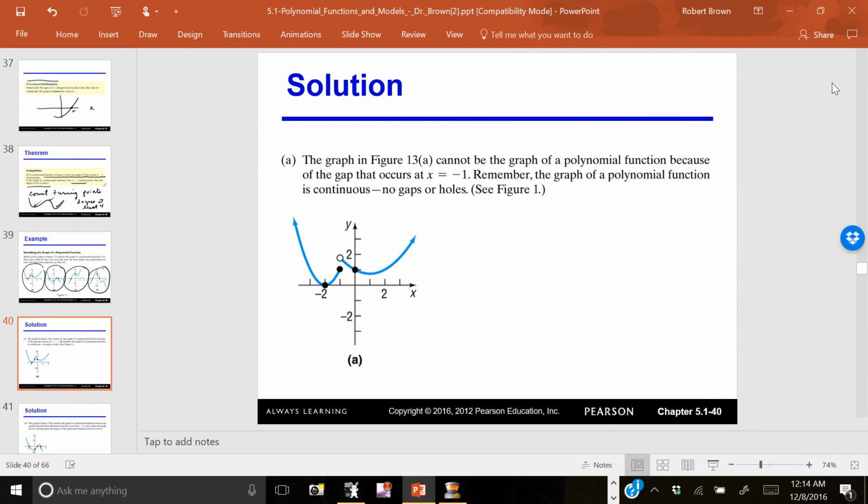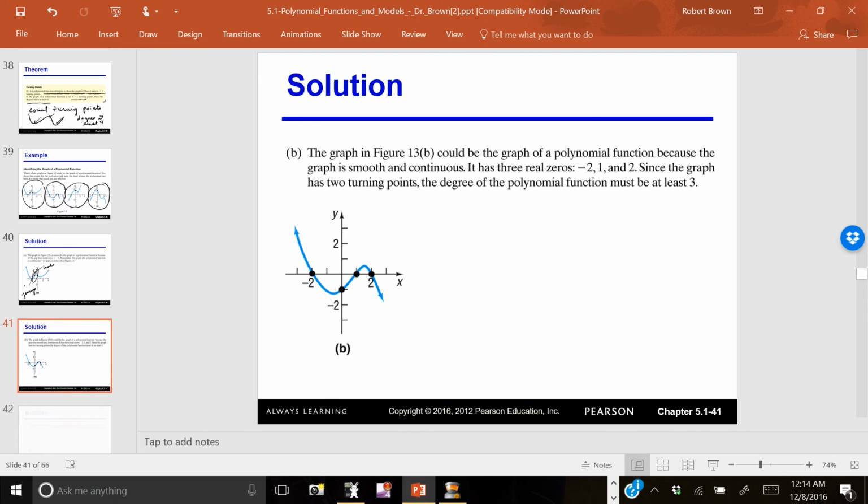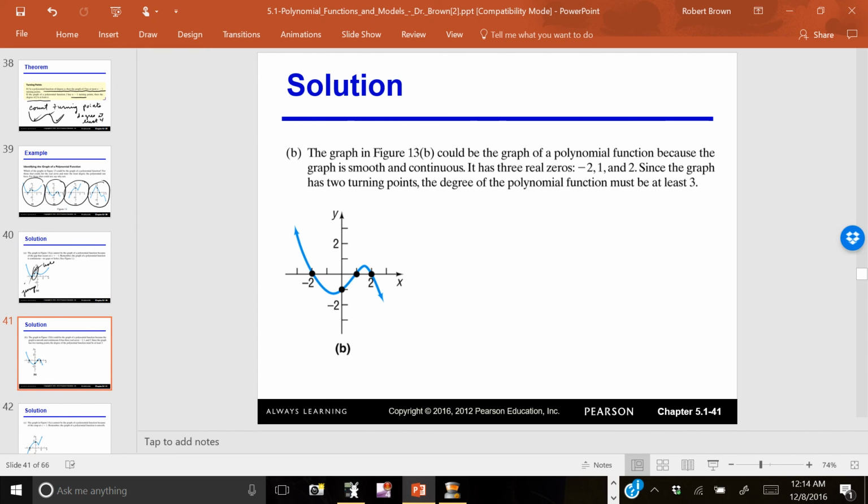Number one cannot be the graph of a polynomial because there's a hole here and there's a jump. Therefore, it is not a polynomial. Graph B, though, is nice and smooth.